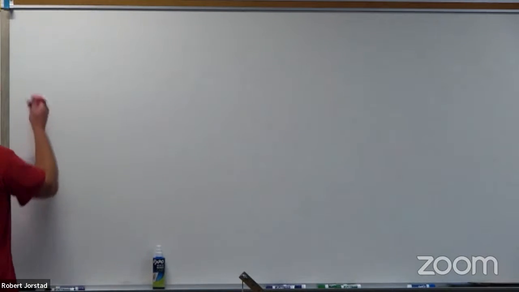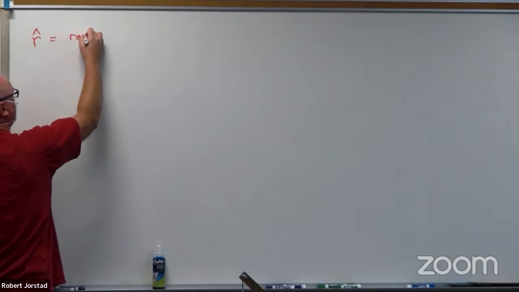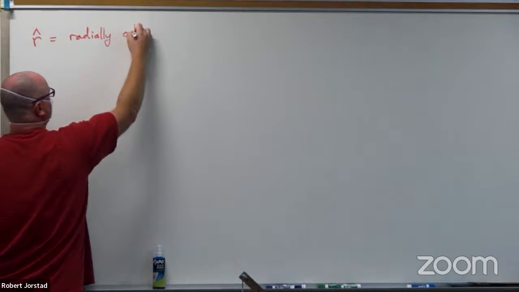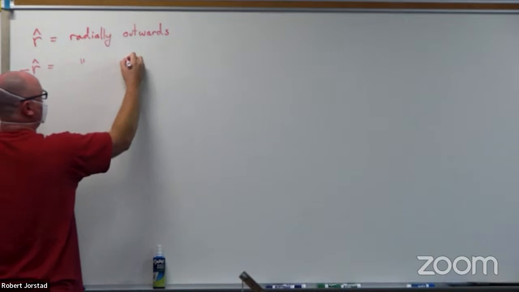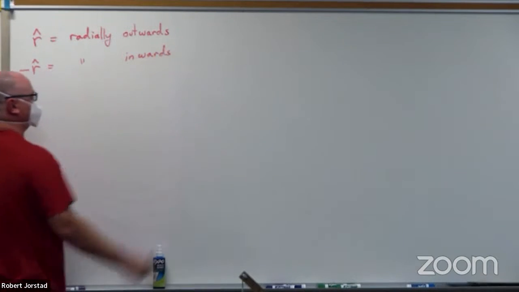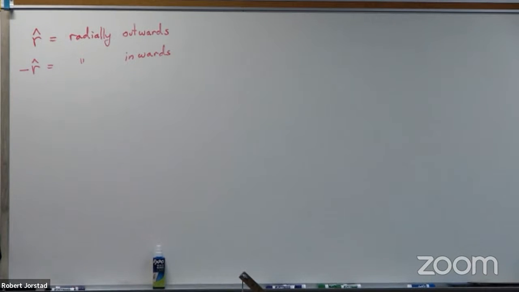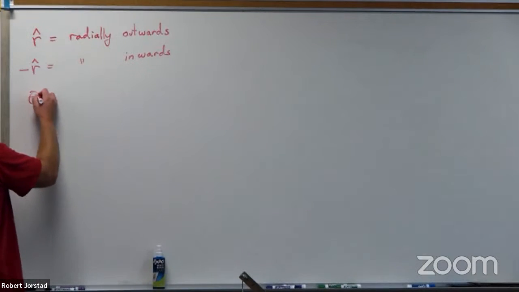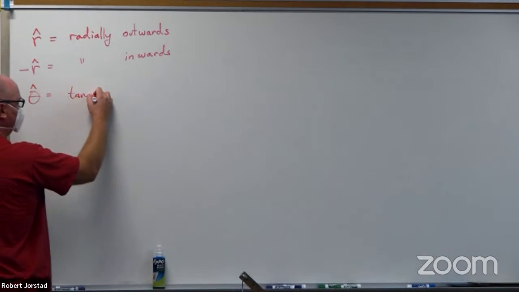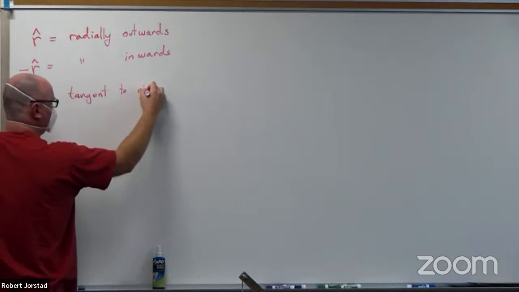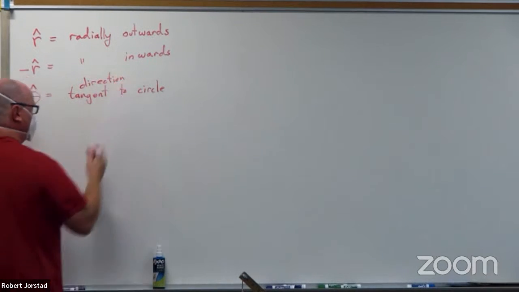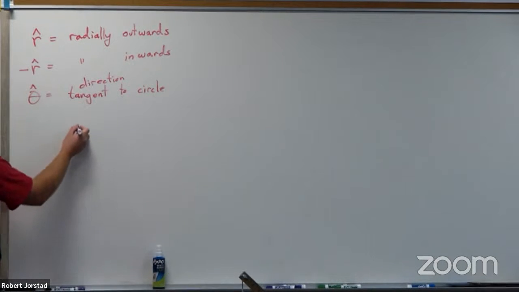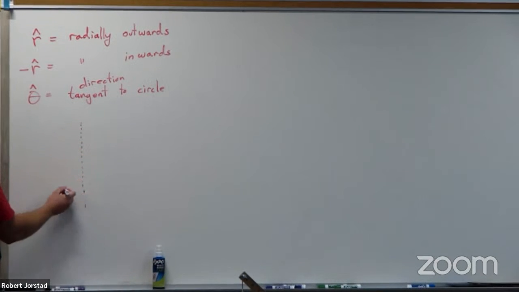So to be clear, r hat equals radially outwards. Negative r hat equals radially inwards. That's just a convenient way of describing the direction radially outwards or inwards. So if you hear me say r hat or negative r hat, that's what that means. And if I could draw a random point in time in the first quadrant, sometimes that helps elucidate what these symbols mean.